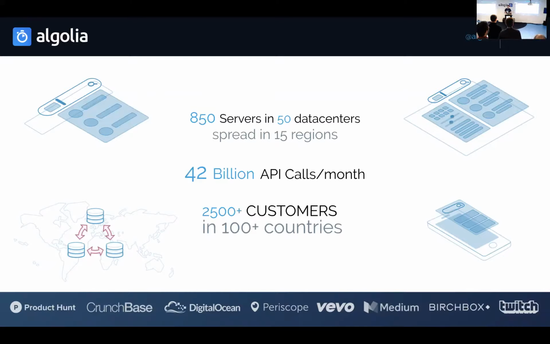Today, as I said, we have a worldwide API. It's provided in 15 regions around the world, across 50 data centers, and that's a bit less than 900 machines. As I said, last month, we provided something like 42 billion API calls, and our customers are spread in 100 countries.